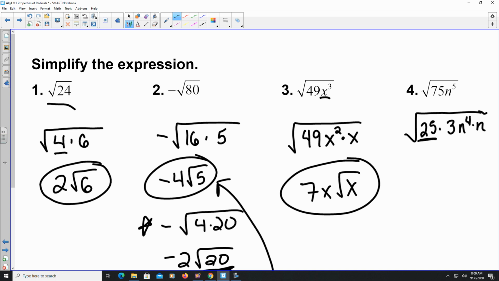The 25 and the n to the fourth are what are going to be taken outside of the square root. Square root of 25 is 5. Square root of n to the fourth is going to be n to the second, because remember, you just divide that by 2. And then what's left over inside the radical is 3n.